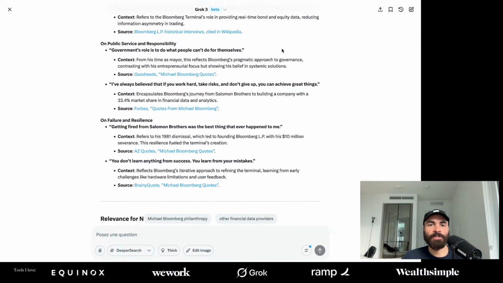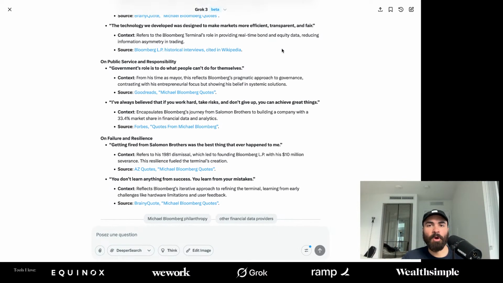The technology we developed was designed to make markets more efficient, transparent, and fair, providing real-time bond and equity data, reducing information asymmetry in trading. Information asymmetry, right? If you are part of the market, if you are trading, you want information asymmetry. You want to have more information than others so that you can jump on the opportunities and make returns. But if you are building a technology serving people, you want to reduce information asymmetry so that you can get a lot of different clients. So this is, again, very interesting game theory.